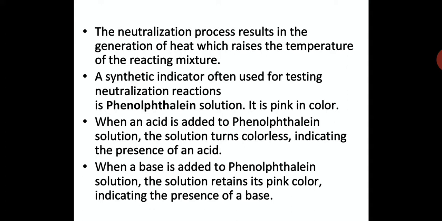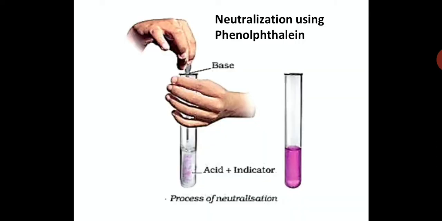So phenolphthalein is actually colorless by itself, and please put a point there, it is pink in color in base. When an acid is added to phenolphthalein solution, the solution remains colorless, indicating the presence of an acid. When a base is added to phenolphthalein solution, the solution turns pink, indicating the presence of a base. That means it will show pink color in the base. I hope you have taken down this. Here you have neutralization using phenolphthalein.